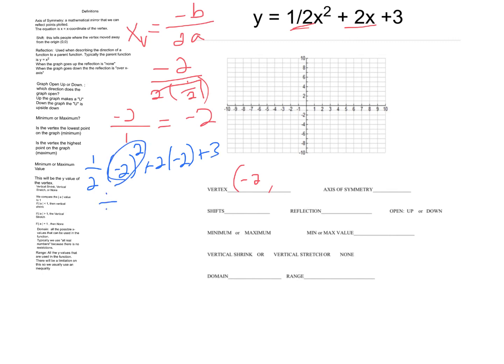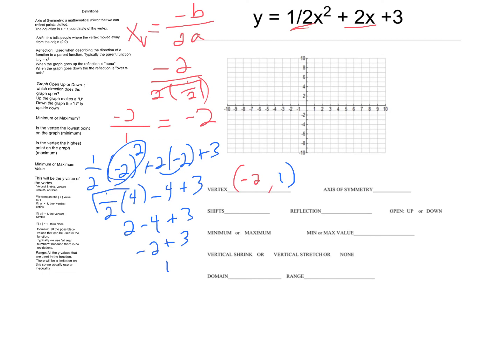So 1/2 times 4 minus 4 plus 3. Now, multiply this. So 4 times a half is 2 minus 4 plus 3. Negative 2 plus 3 is equal to 1.